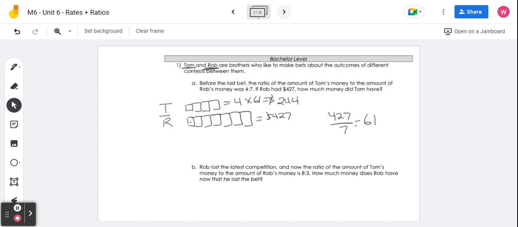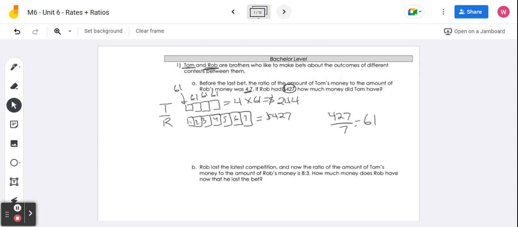Rob, we see he has 7 pieces of tape here. That's represented in our diagram. He has a total amount of $427. When we divide 427 by 7, that gives us 61. So that means each one of these pieces of tape is equal to 61. And so if we do 61 times 4, that's where we get the $244 for Tom.